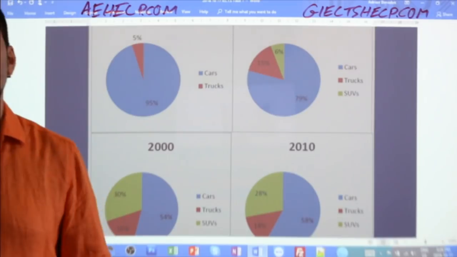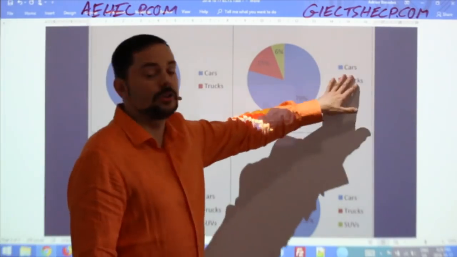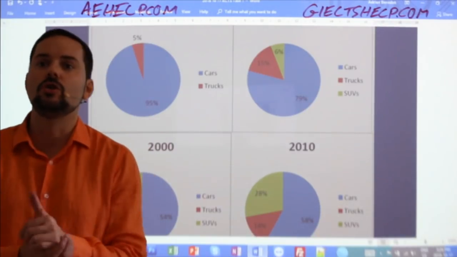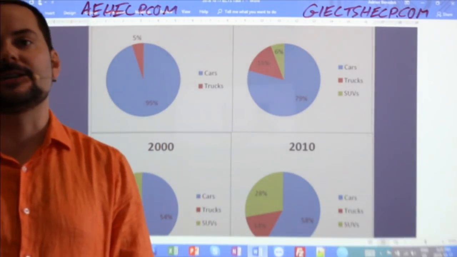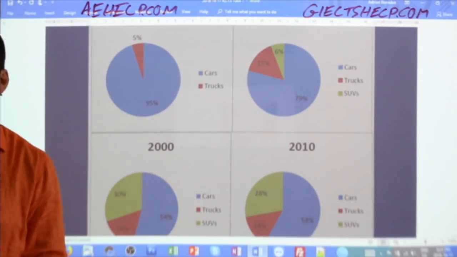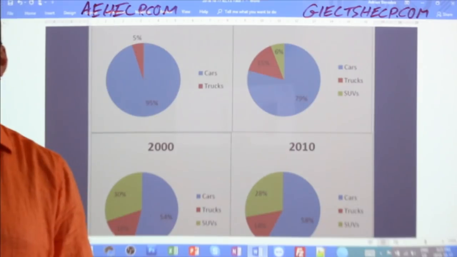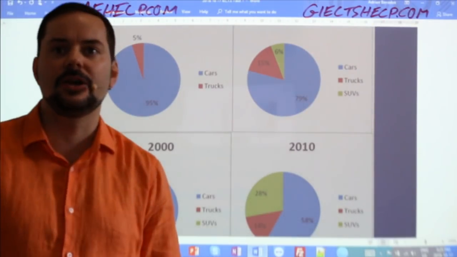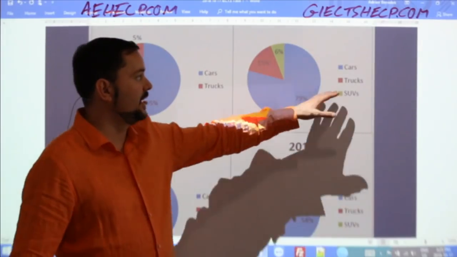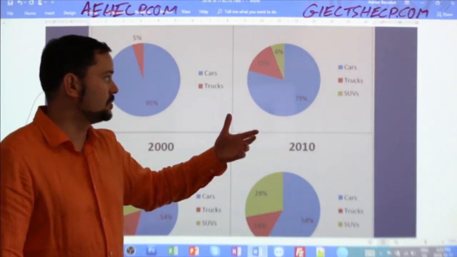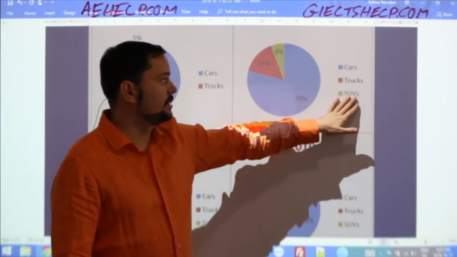Should I compare the years? Should I compare the vehicle types, the cars and trucks? What should I do? Okay, so Bayan says, well, maybe the best approach in this case is compare the years. Okay, Naveen says, I think it's more clear if I compare vehicle types. So she says, well, let's talk about the cars compared to trucks compared to SUVs.